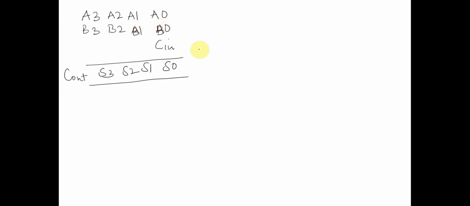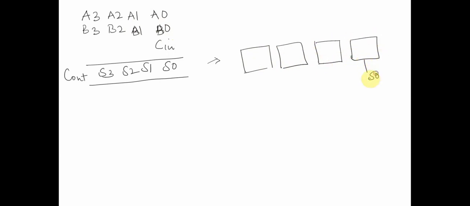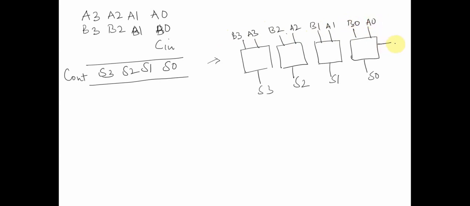Now if we have to subtract two numbers, how did we realize this particular circuit? We said let's put four full adders back to back. This will give me S0, this will give me S1, this will give me S2, this will give me S3. I can simply put the inputs over here as B3 A3, B2 A2, B1 A1, B0 A0. We have a carry in, then we have intermediate carries connected, and this is the carry out.